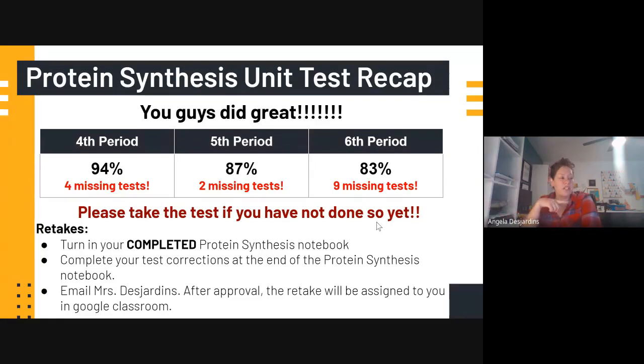But if you are wanting to do a retake for any reason, remember, you just want to go through the whole process of doing your test corrections at the end of your notebook. If you already did test corrections for your last quiz, just make a copy of that page in your notebook and then do the next set. Your notebook needs to be completed at that point. So not halfway done like with the quiz, but completely done.